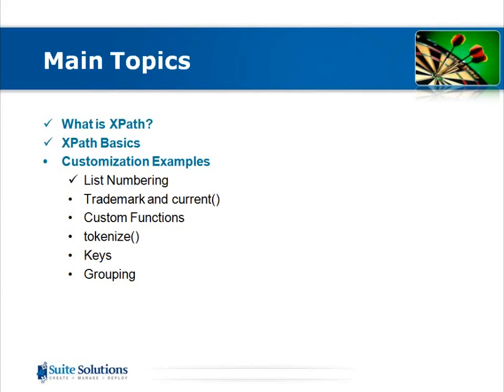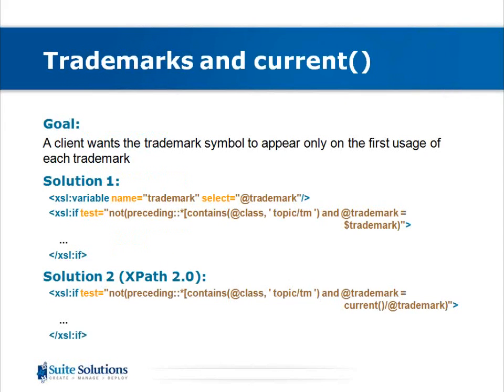That's it for our first example, list numbering. Let's move on to something slightly more complex, a trademark example. The goal here is that a client wants the trademark symbol to appear only on the first usage of each trademark. In DITA, there's a TM element. It has a trademark attribute that indicates the text that is being trademarked. And by default, the result of that element is that it puts a little TM in superscript after your text, or a little registered trademark symbol after your text, depending on some of the other attributes that you say.